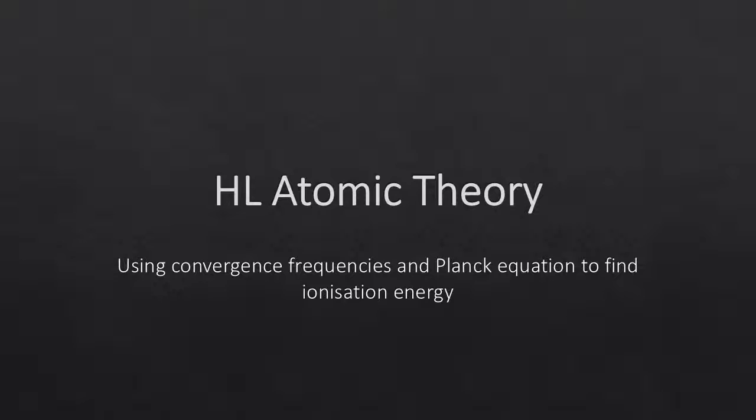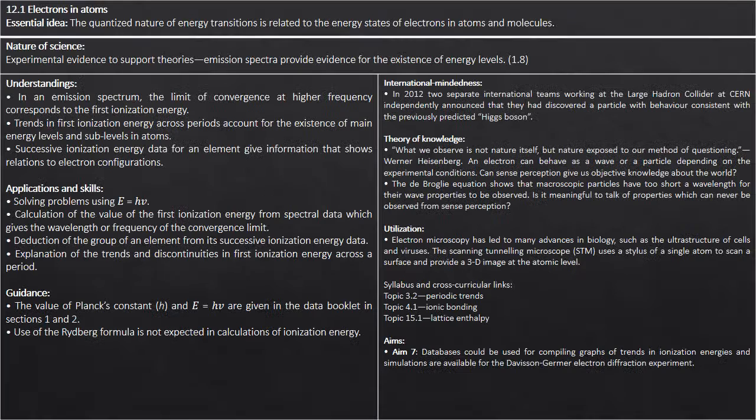I'm here to talk to you today about some theory in the higher level atomic theory course, particularly using convergence frequencies and the Planck equation to find ionisation energy. Now, when you look at the course outline, there are some key ideas. What we're going to be looking at particularly today is this first point here, looking at emission spectra. We're going to be solving problems using E equals h nu. We're going to be looking at convergence limits.